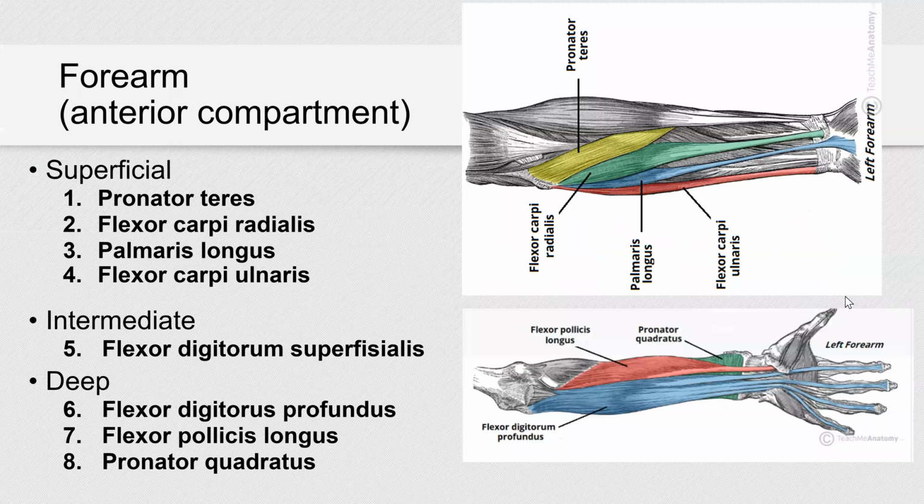Now, when we look at forearm, we have way more muscles compared with upper arm. So here we have superficial compartment, intermediate, and deep compartment. In the first picture, we can see our superficial compartment. We have 4 muscles over here. Yellow one is pronator teres. Then we have flexor carpi radialis. Then we have palmaris longus and flexor carpi ulnaris, right?